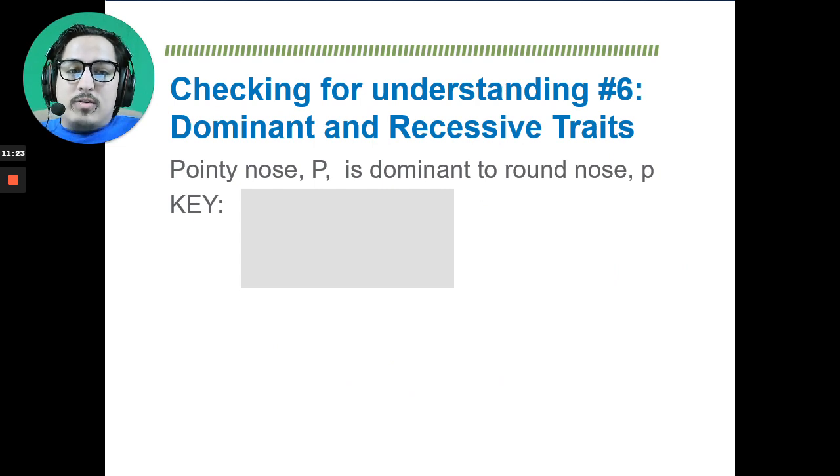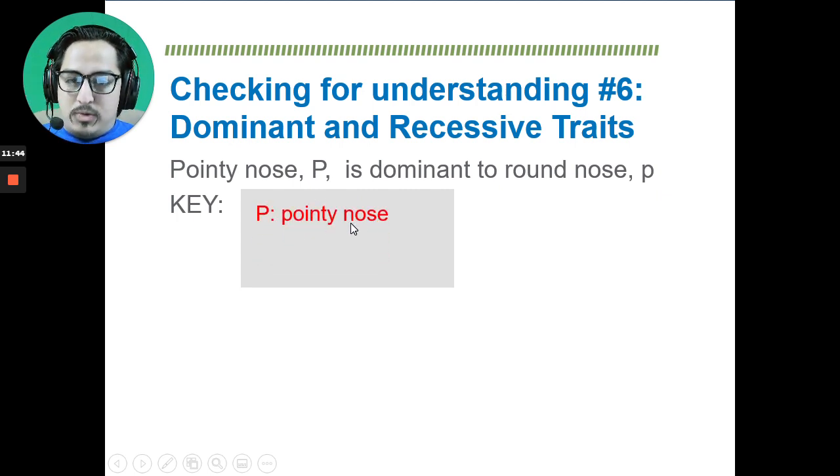Checking for understanding number 6, dominant recessive traits. In this case, we have pointy nose, capital P, is dominant to round nose, lowercase p. So remember, dominant is the capital letter. Which one is the capital letter? Is it round or pointy? It's right there. Pointy nose, capital P is dominant, period. So capital P equals pointy nose.